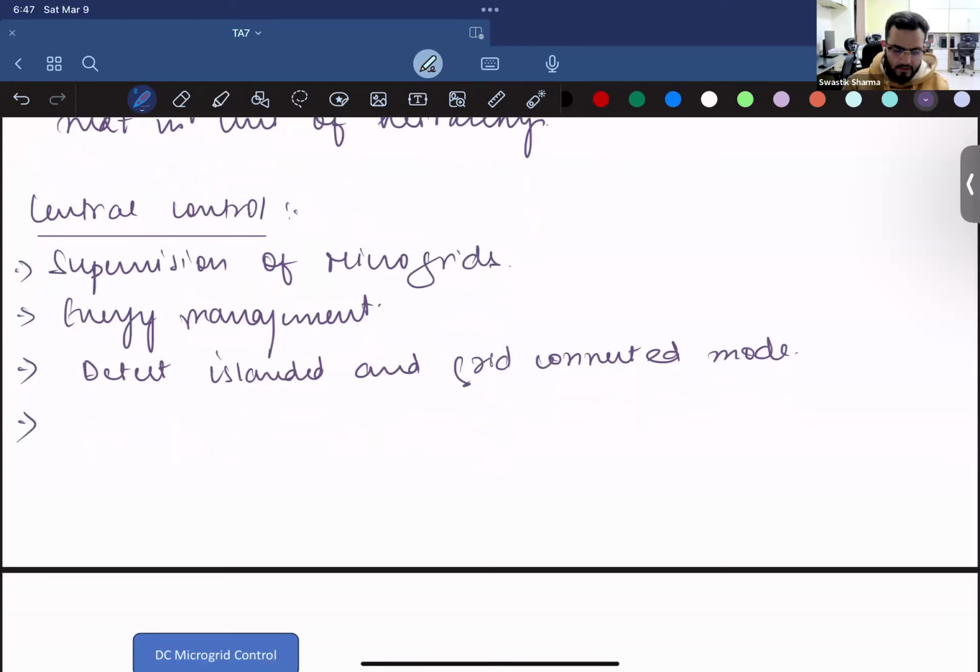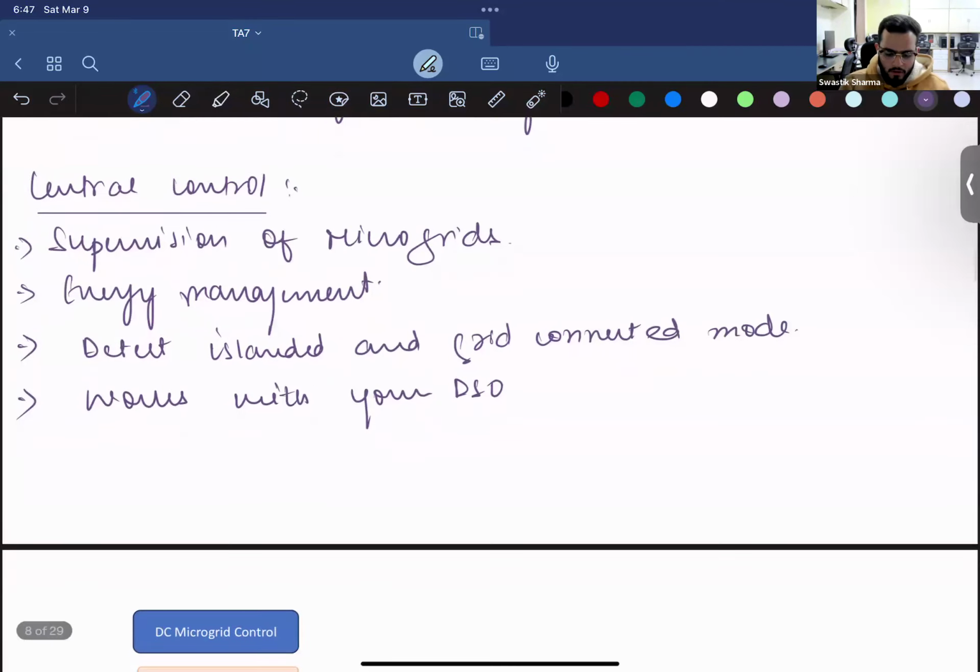And one more thing it does is it works in close relation with your DSO. Right. So this is what the whole thing was, and then I talked about global control, and its use is to manage the power flow between your microgrid and your distribution system.